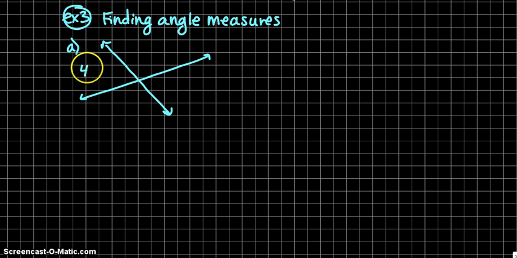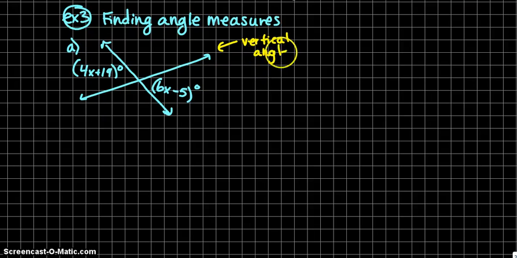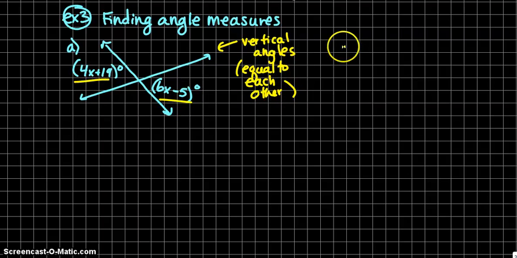What we know is that this section right here is 4x plus 19 degrees, and this section right here is 6x minus 5 degrees, and we're supposed to find the angle measures. So here's what we want to do. First, identify what type we've got. Look back in your notes if you need to, but these are vertical angles. And then ask yourself, what did we say about vertical angles? We said vertical angles are equal to each other. They're the same measurement. So what that means is I'm going to take the two things I know and set them equal to each other and then solve. So 4x plus 19 equals 6x minus 5.